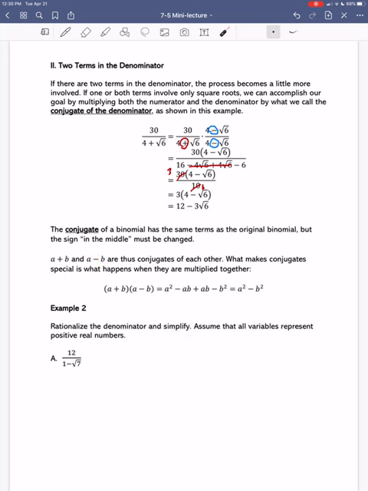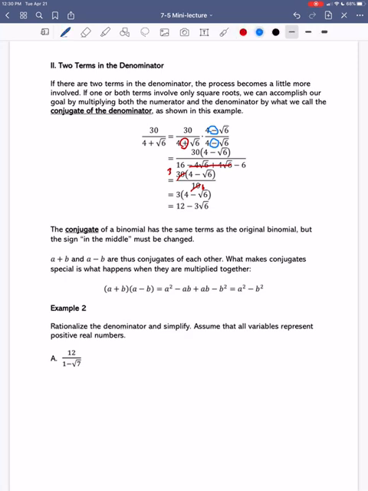What makes them special is what happens when we multiply conjugates together. A plus b times a minus b, that should look familiar. That's related to this idea of difference of two squares when we were factoring. And if I do FOIL, I see that that's what happens. I get a squared minus b squared. So if either a or b is a square root at the beginning, I end up getting a square root squared, which goes away. That's what happened here. 4 squared was 16. Square root of 6 squared was 6. And I really didn't need that stuff in the middle. So let's do a few examples of this.